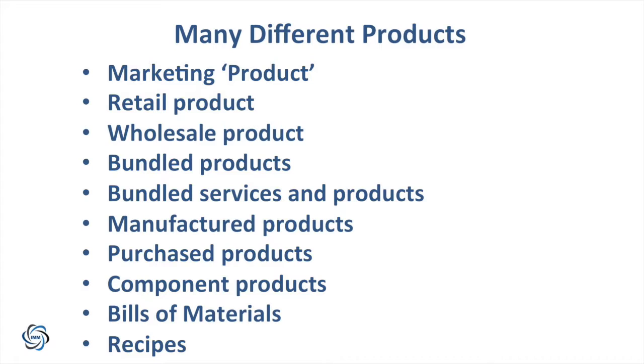And then you can get bundled services and products. Now this could happen, for example, in a telecom company where the product would be the telephone and the service would be some sort of contract for text or data, calls, etc.